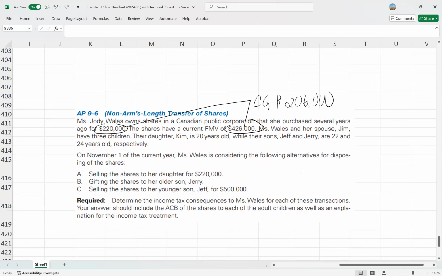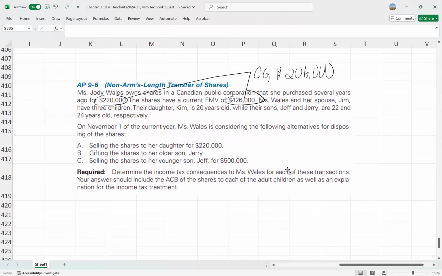And she has 3 children. Her spouse is Jim. They have 3 children: daughter Kim, 20, Jeff, 22, and Jerry, 24. She's considering selling the shares either to her daughter for $220, gifting them to the son Jerry, or selling the shares to the younger son for $500.